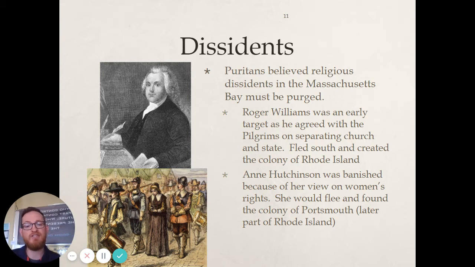Later on, Anne Hutchinson would be banished because of her view on women's rights. The big thing that she would do is actually host Bible studies within her own home. And again, during this time, it was seen that women should not be in that kind of role. Because of that, she would be put on trial, found guilty, and then banished from the colony. She would eventually found the colony of Portsmouth, which would become part of Rhode Island.